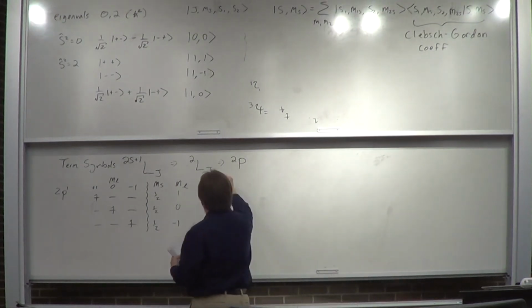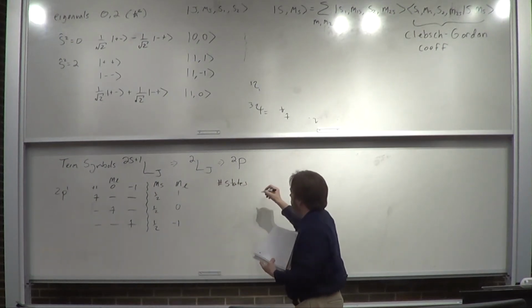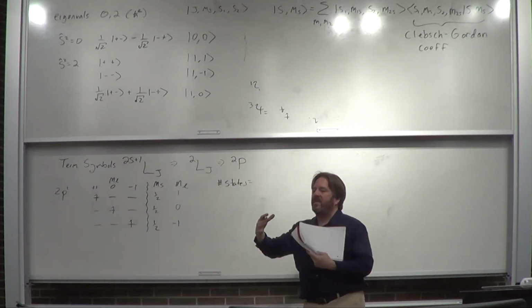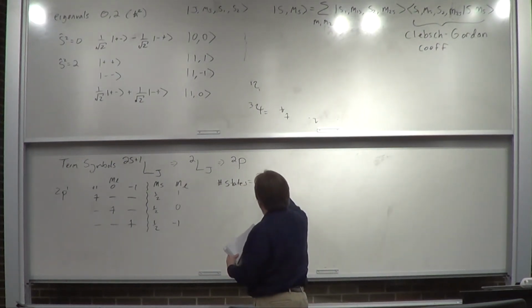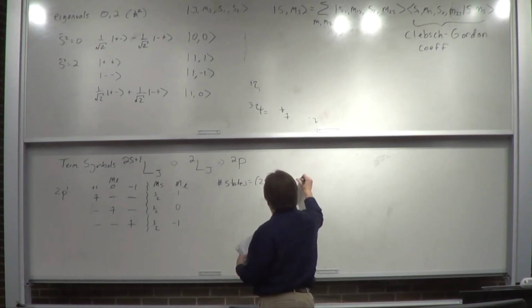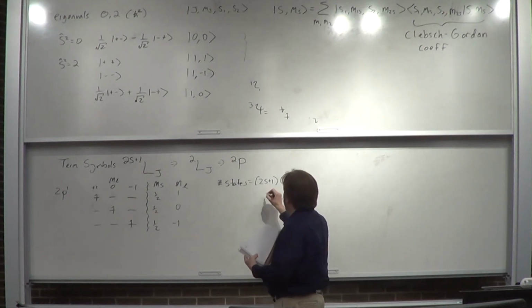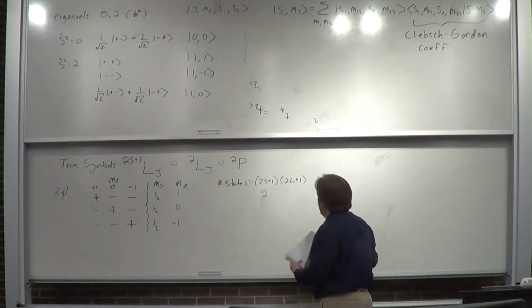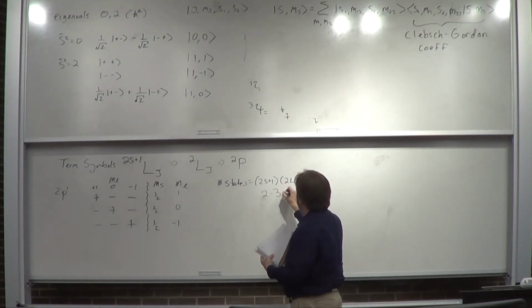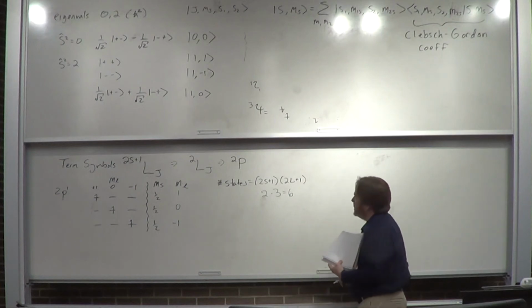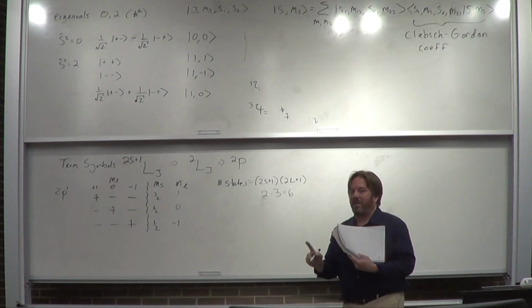So the number of states is going to be equal to the number of states for each type of angular momentum. So that's 2S plus 1 times 2L plus 1, because we're adding S and L. Now S is a half. That's 2 times a half. Now again, I know that P is an L of 1, so 2 times 3, and that's 6.